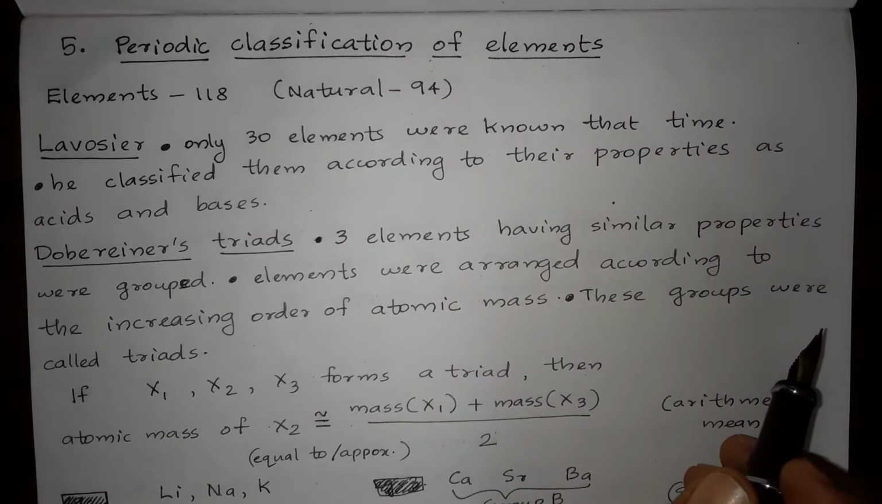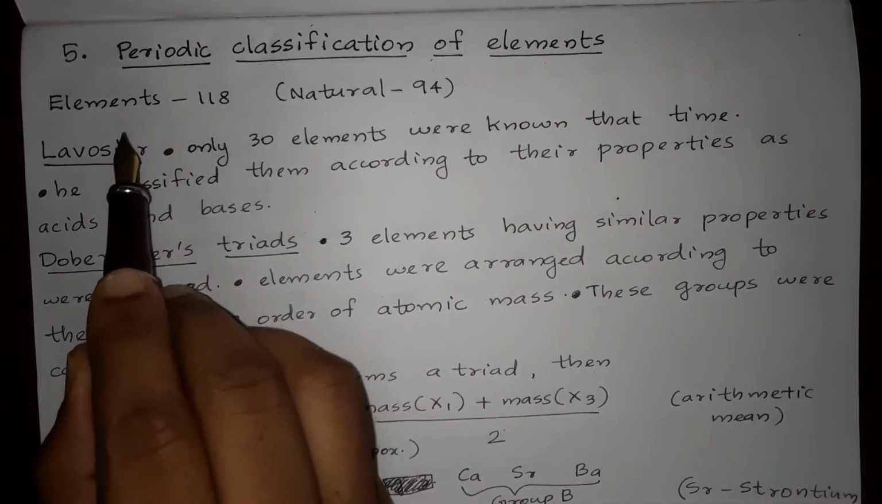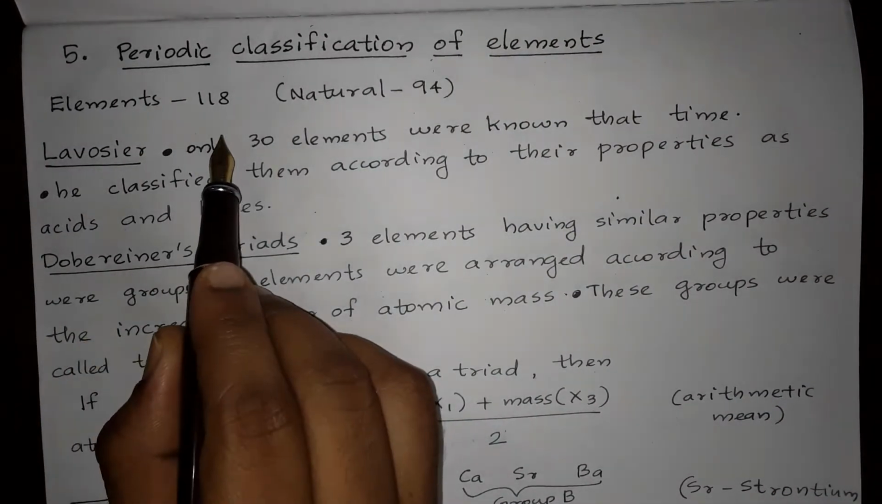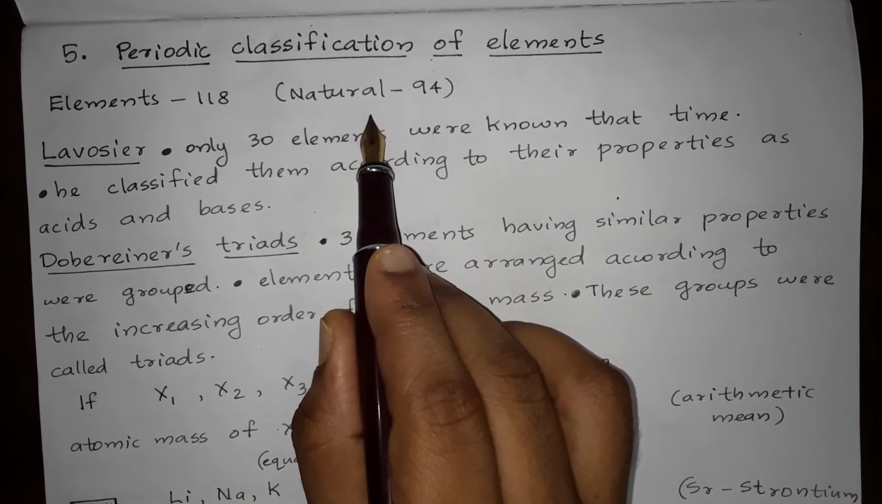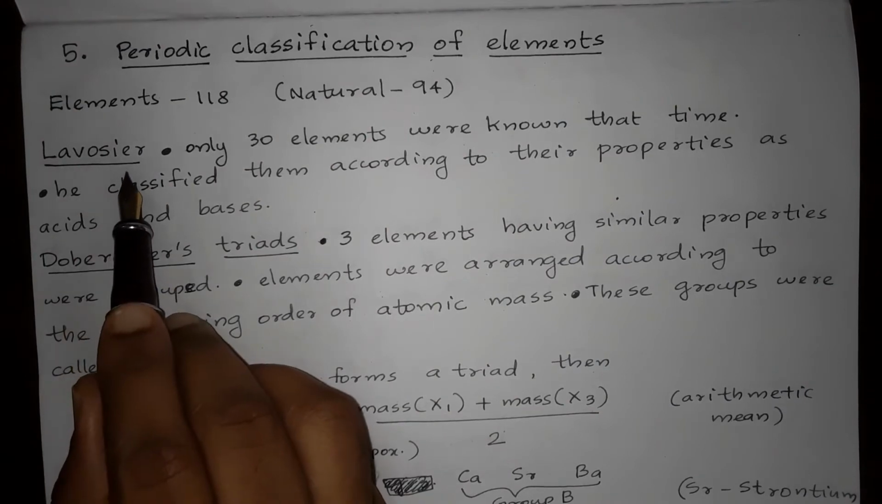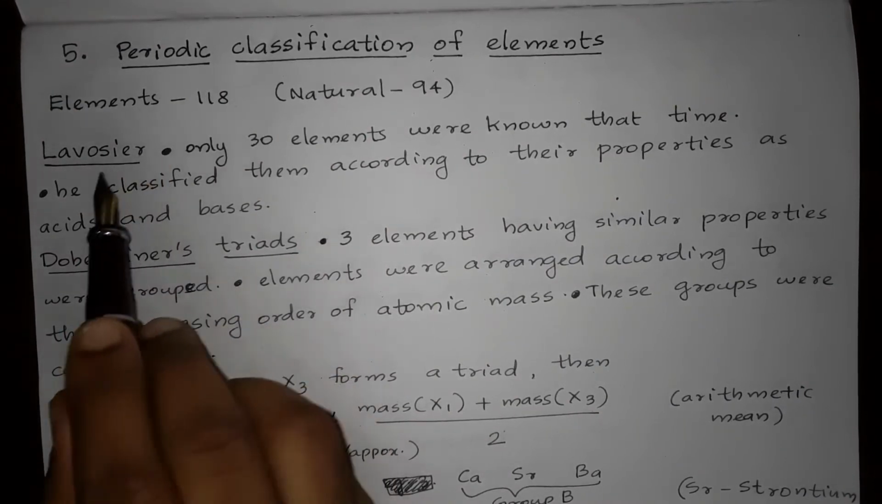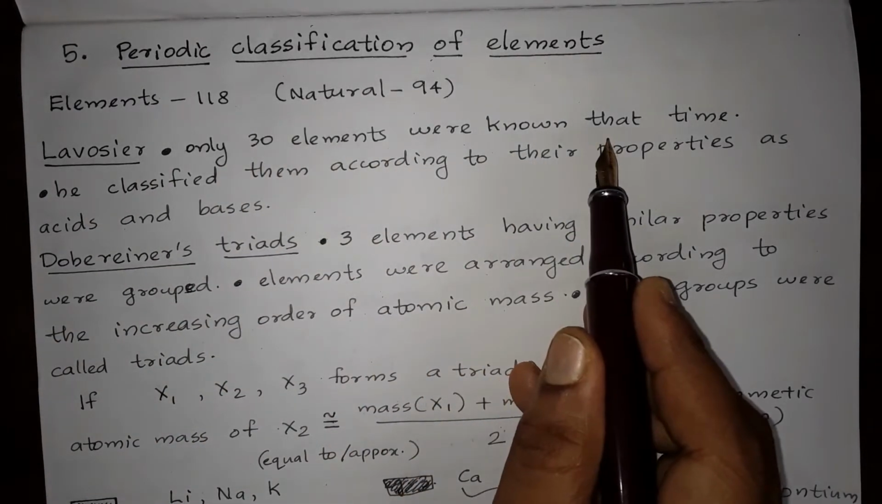Now we are going to learn about periodic classification of elements. Okay, we all know that there are 118 elements, out of which 94 are natural elements. As far as we know, Lavoisier was the first one who tried to classify these elements, but only 30 elements were known by that time.